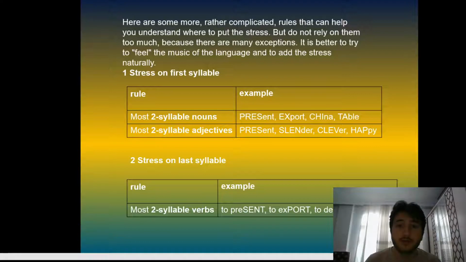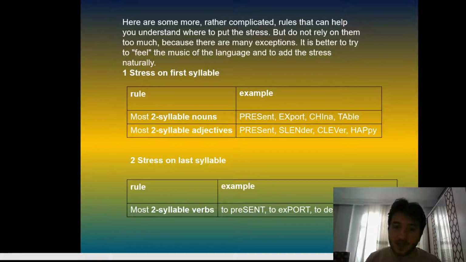Here are some more rather complicated rules that can help you understand where to put the stress. But do not rely on them too much, because there are many exceptions. It is better to try to feel the music of the language and to add the stress naturally. First rule, stress on first syllable. Most two-syllable nouns: present, export, China, Taiwan.